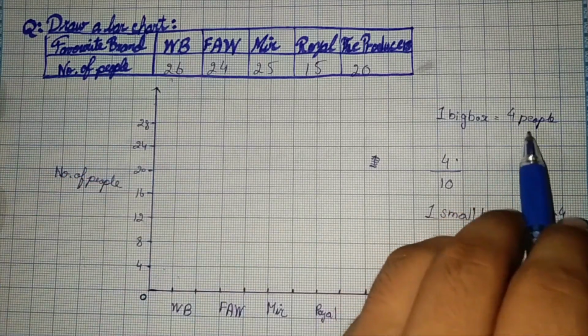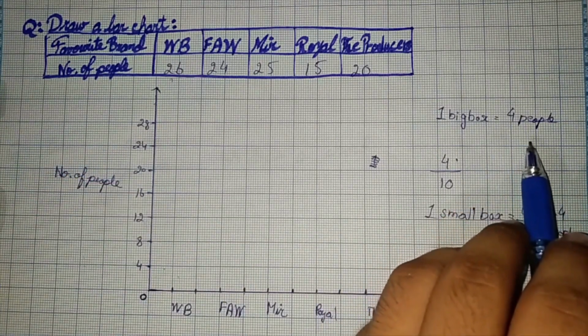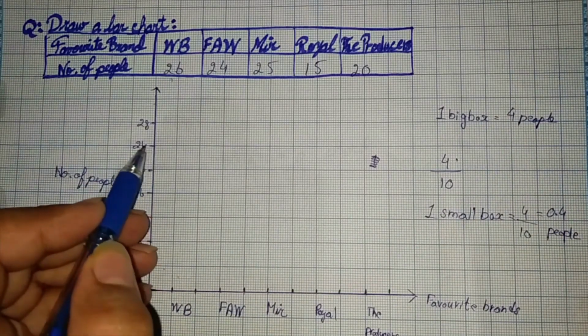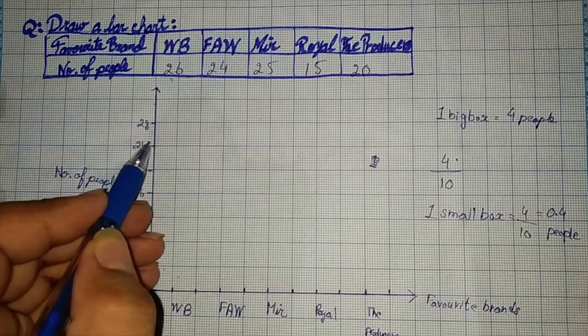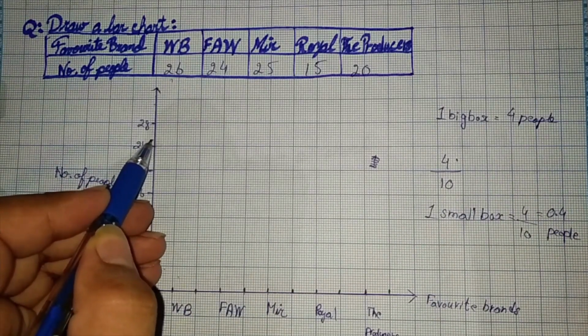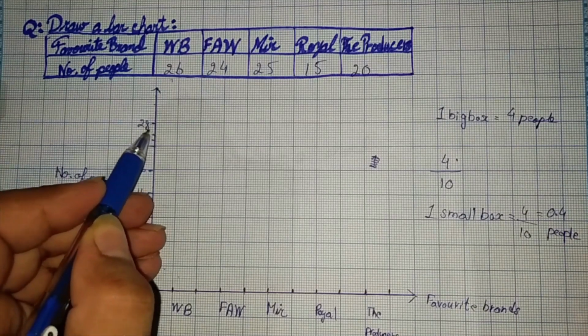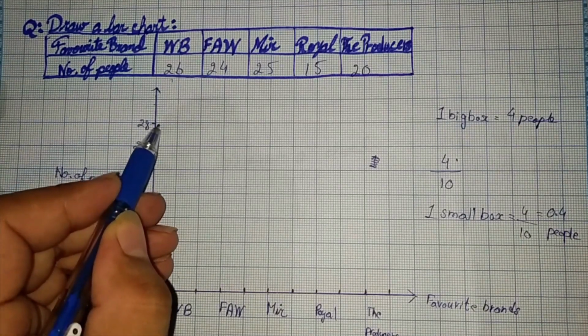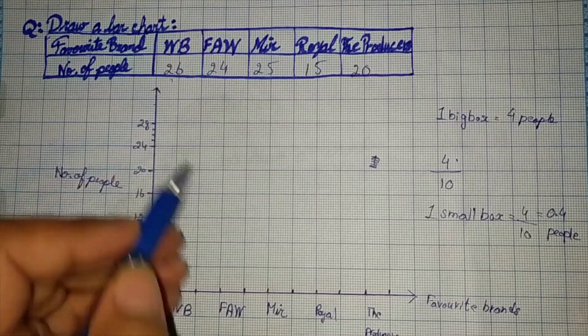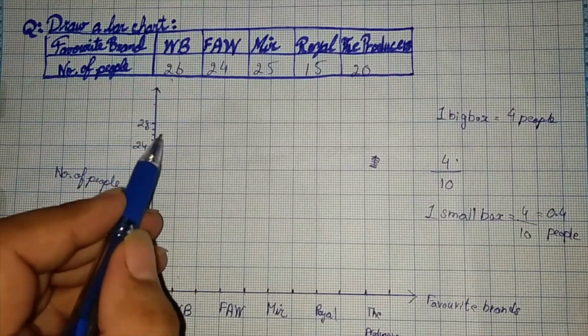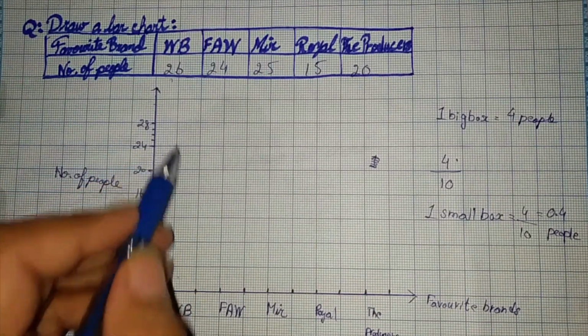Actually, if we have 4 here, it means that if I am starting from here, and we have 25, 26, 27, then this 28 will be our 4th person that will be included in this big box.